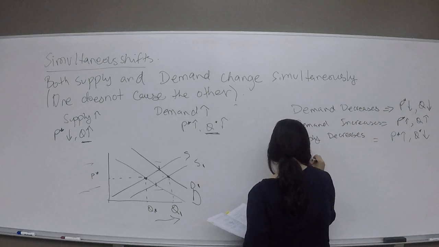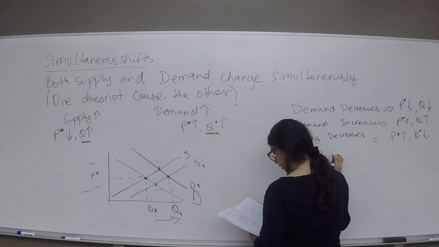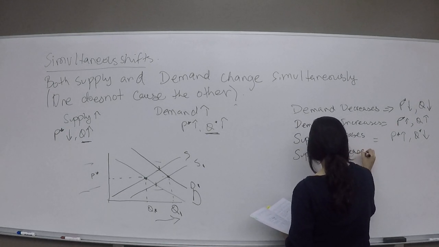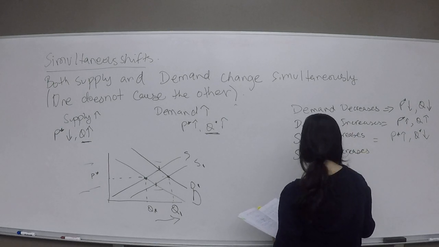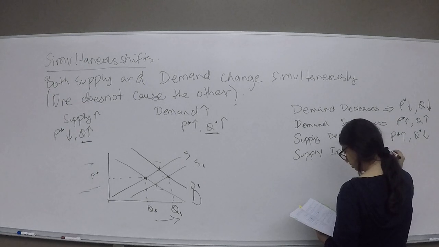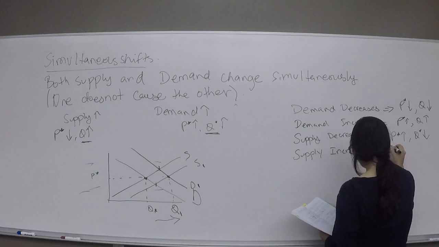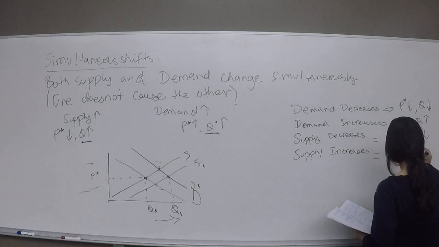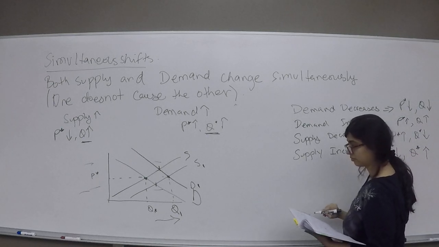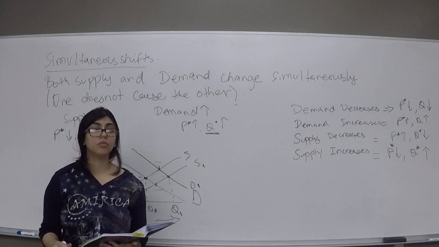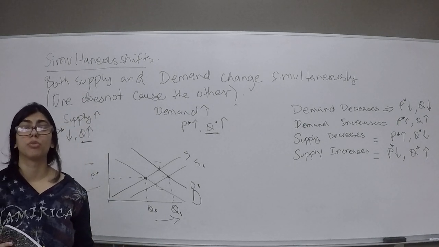When supply increases, price decreases, equilibrium quantity goes up. No matter what the changes are, the market will always go back to the equilibrium point.